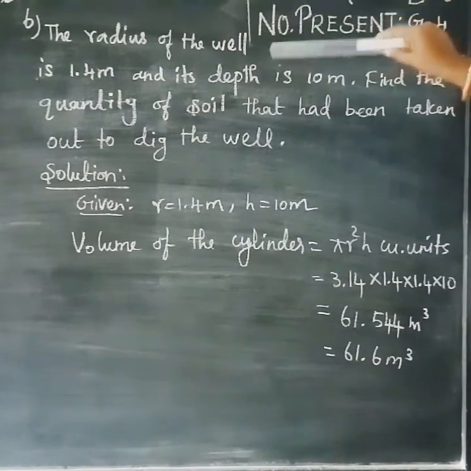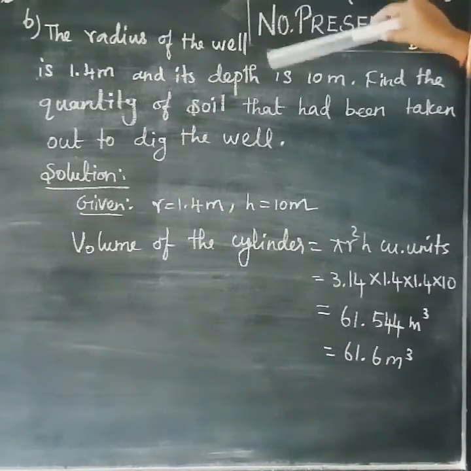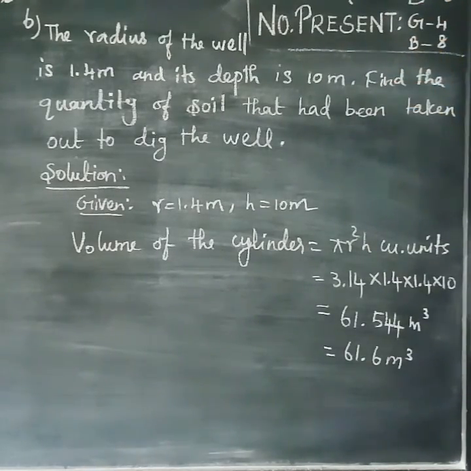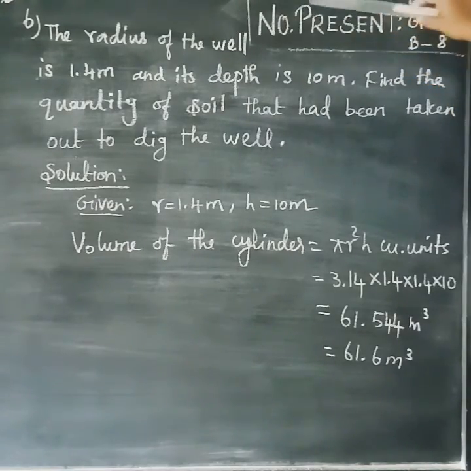Find the quantity of soil that had been taken out to dig the well. Clear ma? Well radius 1.4 meter, height 10 meter.